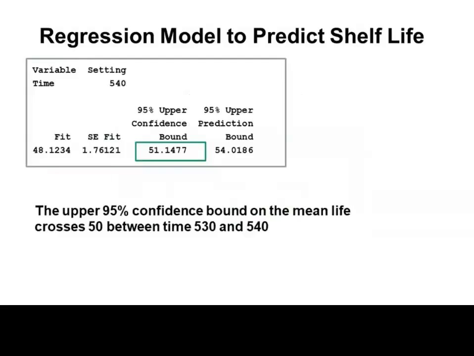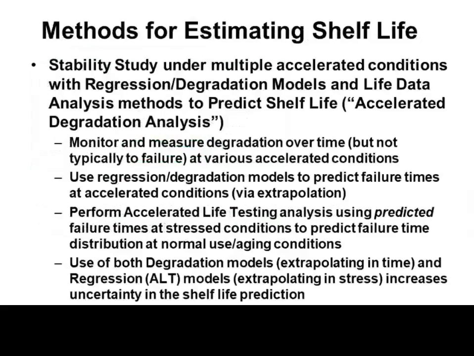So again, I'm looking at where the upper 95% confidence bound, in this case on the mean life, crosses 50. If I wanted to look at other percentiles other than the 50th percentile, I think I'd probably have to go to the reliability module and model that in there. All right, so those are a bunch of different iterations of stability studies using a certain percentile, a certain confidence bound, linear models, nonlinear models, also accounting for batch-to-batch differences and either pooling the data or going with the worst case.